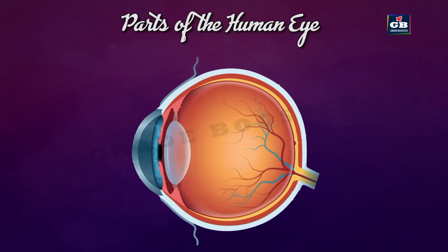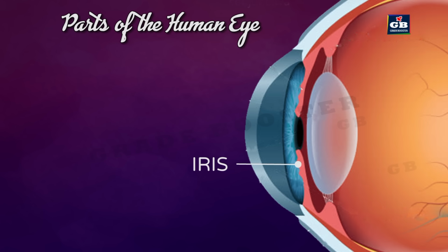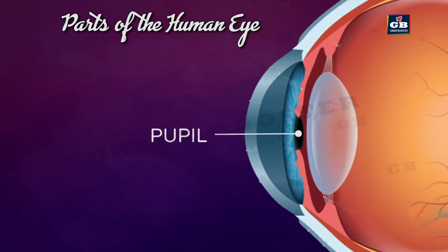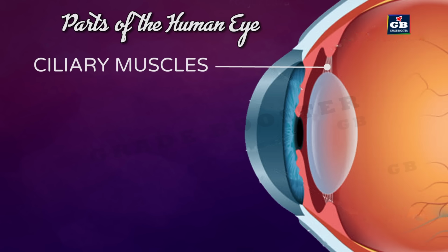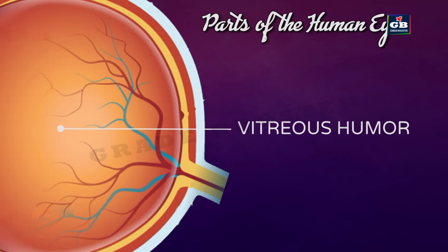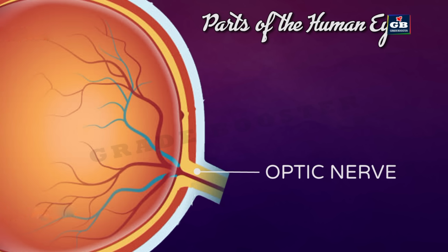Parts of the human eye. This is cornea. This is iris. This is crystalline lens. This is pupil. These are ciliary muscles. This is aqueous humor. This is vitreous humor. This is retina. This is optic nerve, and this is blind spot. Now let us study each part in detail.